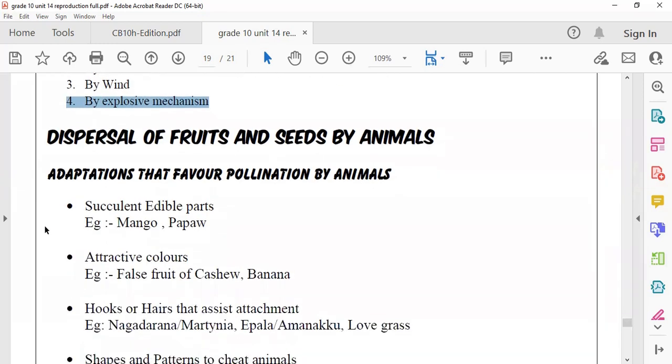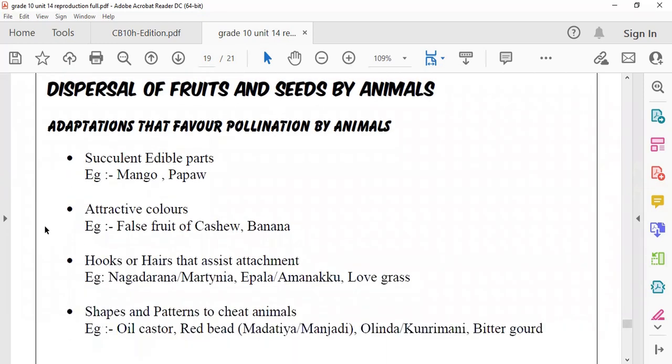Fine. Now, first let's go to the dispersal by animals. In the case of dispersal by animals, there are several adaptations to be dispersed by animals. Most of these adaptations are helping to attract the animals, or to stick to the animal. One will be attracting the animal, the other one is sticking to the animal.